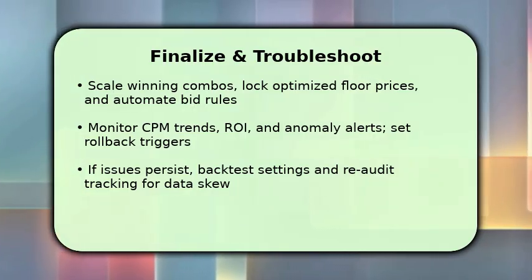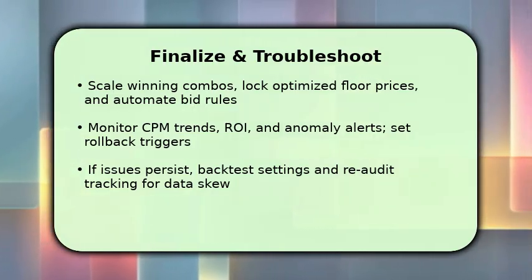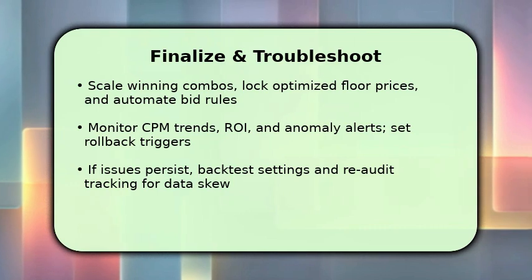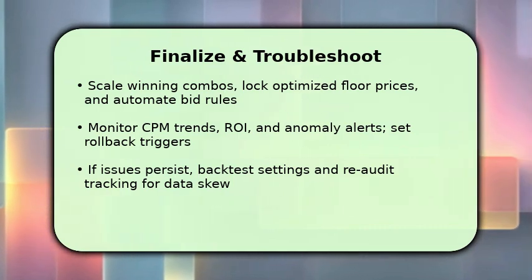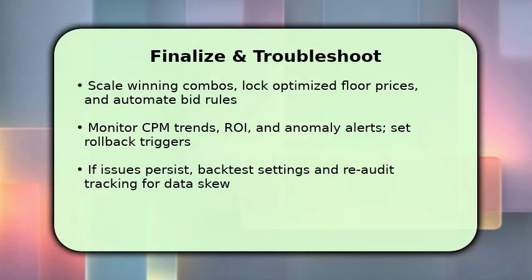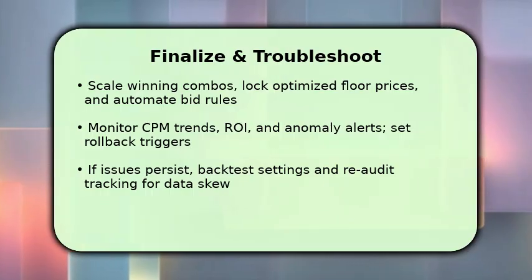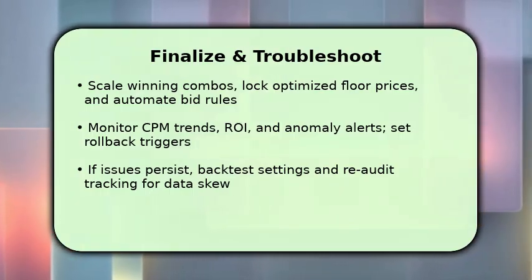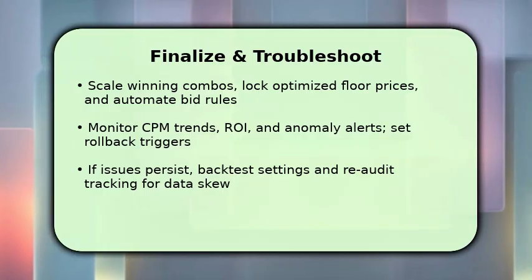If CPMs remain odd, troubleshoot by backtesting prior settings and re-auditing tracking to eliminate data skew or duplicated events. Finally, make sure to document changes and schedule weekly reviews so small regressions are caught early.